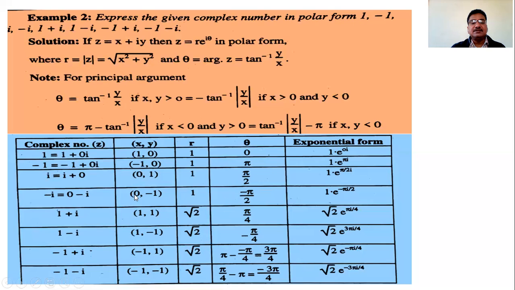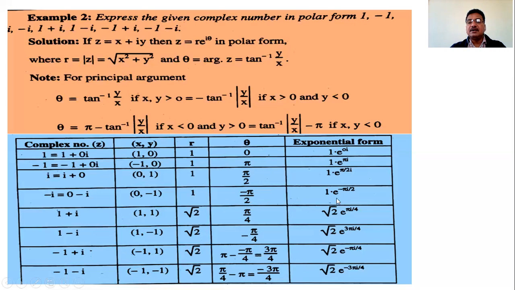The x part is non-negative, 0, and y part is negative. So y is negative and x is non-negative. So use this formula: minus, this number for this number, 0 minus 1, minus tan inverse y is minus 1, x is 0. So mod of minus 1 by 0 is 1 by 0 actually. That is infinity, positive infinity. And tan inverse infinity is pi by 2. So minus pi by 2 is its argument, principal argument.